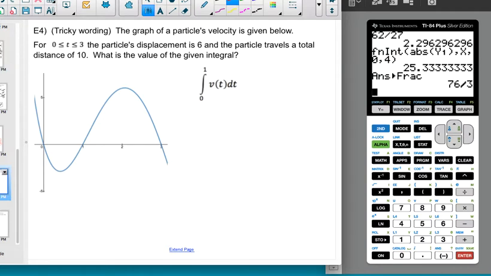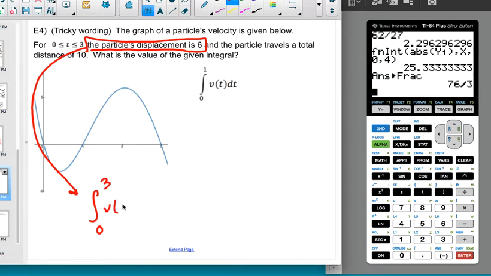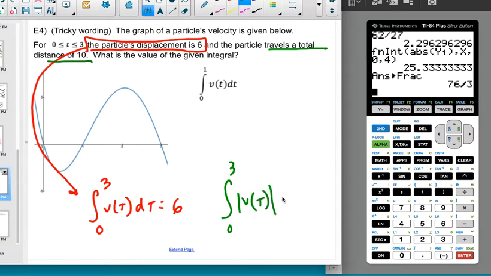Okay, so first thing you need to do is translate what this means. If the particle's displacement is 6, that translates to the fact that the integral from 0 to 3 of v of t dt is a total of 6. That's what would happen if you integrate it. But if you integrate the absolute value, so the particle's total distance is 10, then the integral from 0 to 3 of the absolute value of v of t gives you a 10.